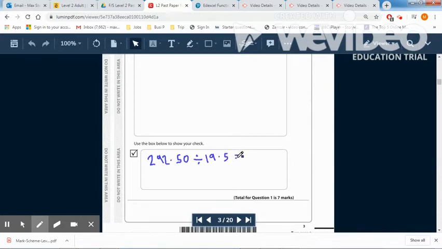And if we do that, it'll take us back to £15, which was our rate of pay.